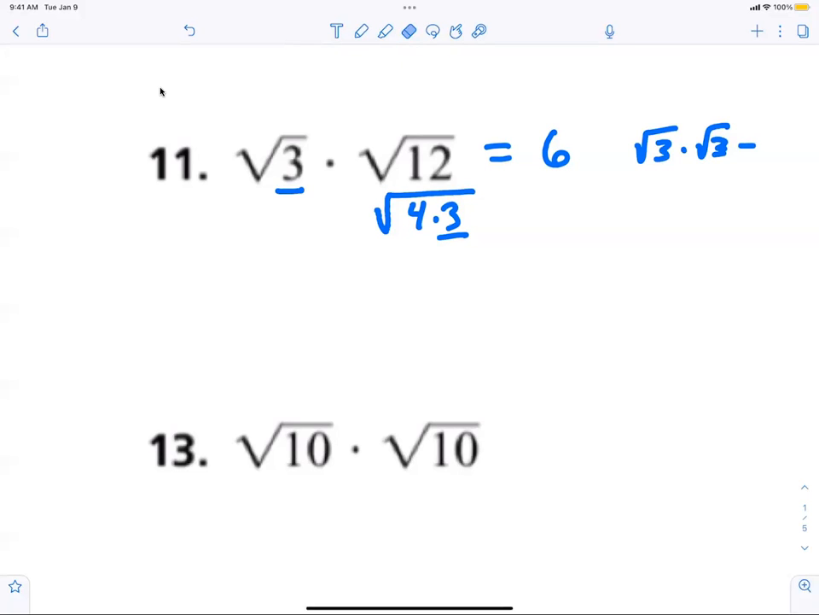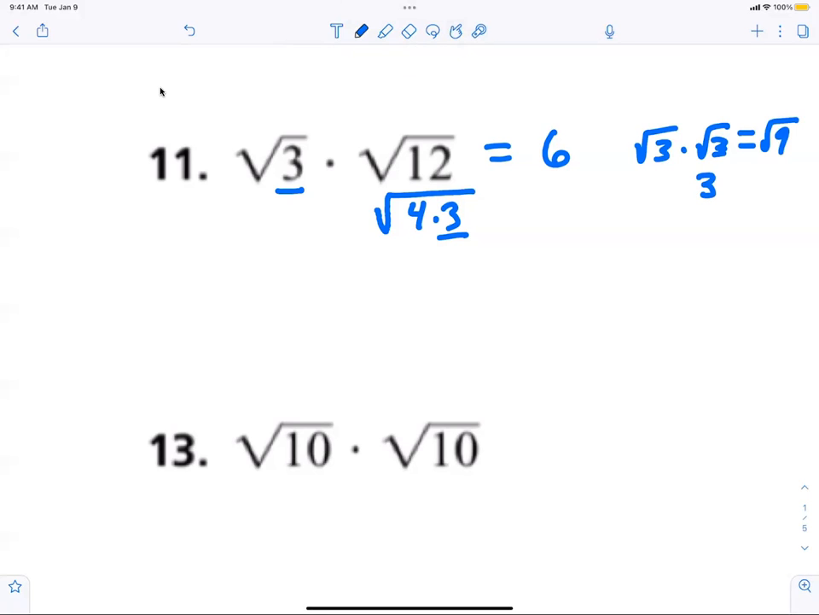What's radical 9? 3. So anytime you multiply the same number under the radical, it becomes that number. So radical 3 times radical 3, instead of telling me that it is radical 9, you can just tell me it's 3.